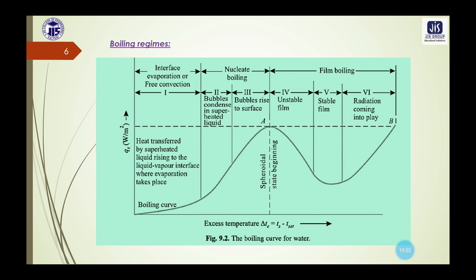Next we have the film boiling. Under this film boiling, you can see in this diagram there are 3 different zones, which are zones 4, 5 and 6. These are written here as unstable film, stable film, and radiation coming into play.